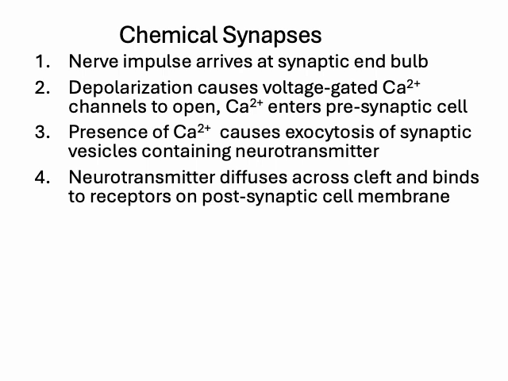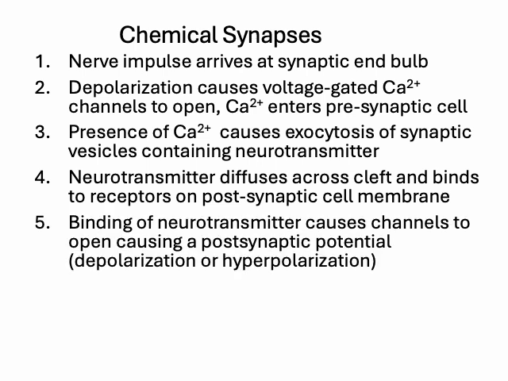That neurotransmitter diffuses across the cleft, binds to the receptors on the postsynaptic cell, and then we know that there's two options. It can either be excitatory or inhibitory on the postsynaptic cell. So it can either depolarize the second cell or hyperpolarize.